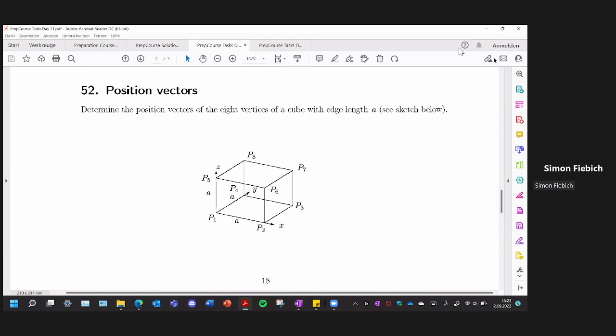Of course, we are dealing with three-dimensional space in this class, and you have a cube where every edge of the cube has the same length. In this case, it's A. And in order to set up the position vectors of the vertices of this cube, most of them shouldn't be too hard. So let's go with some of them. What about the point P1? What would be the position vector of point P1?